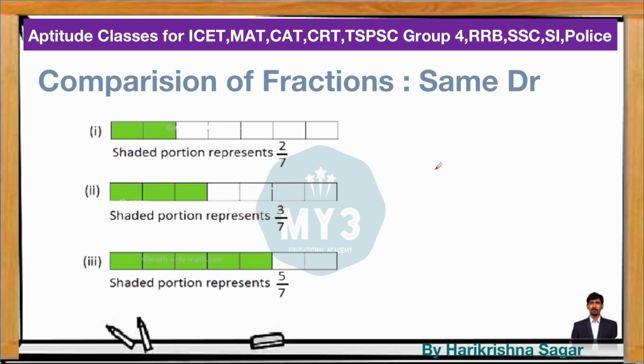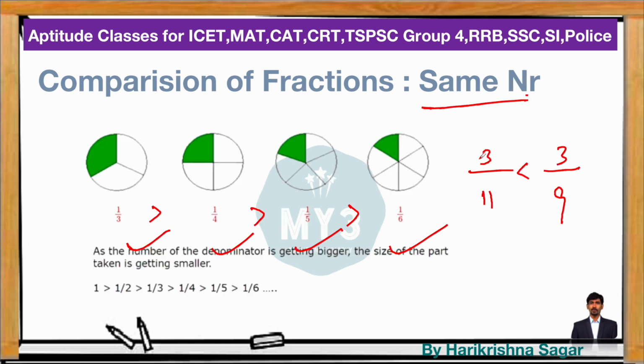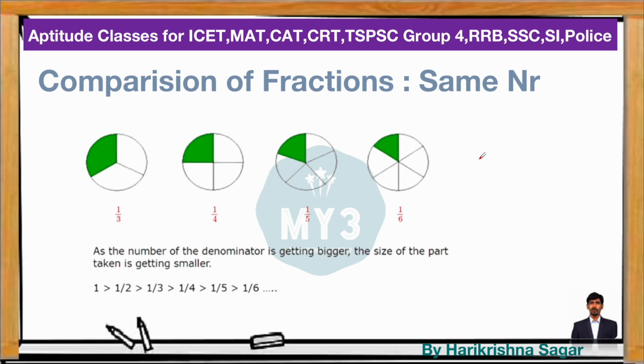Like that, for any fractions, for example 3 by 11 and 4 by 11, what is the greatest fraction here? 4 by 11 is the greatest fraction. So same denominator is nothing challenging, just like integers. And let's look at how to deal with the same numerator.